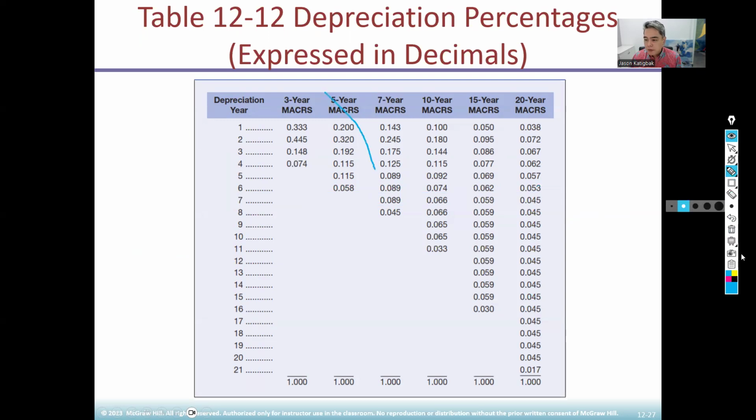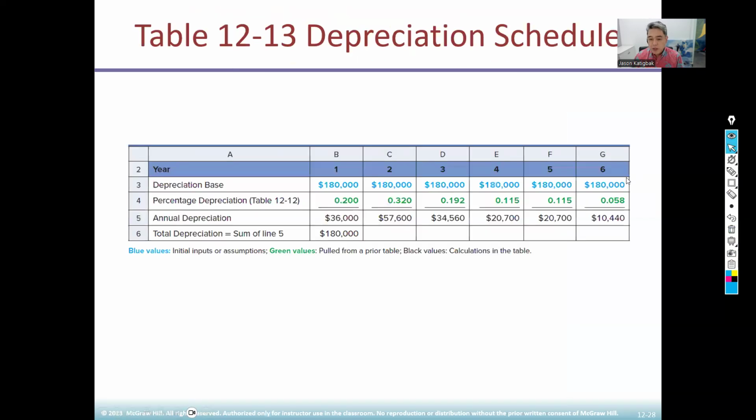We are looking at this one, okay? 0.058 and then 0.02. So it's for the 5-year MACRS for our example on the next page. And then it will go all the way to the 6th year, okay?